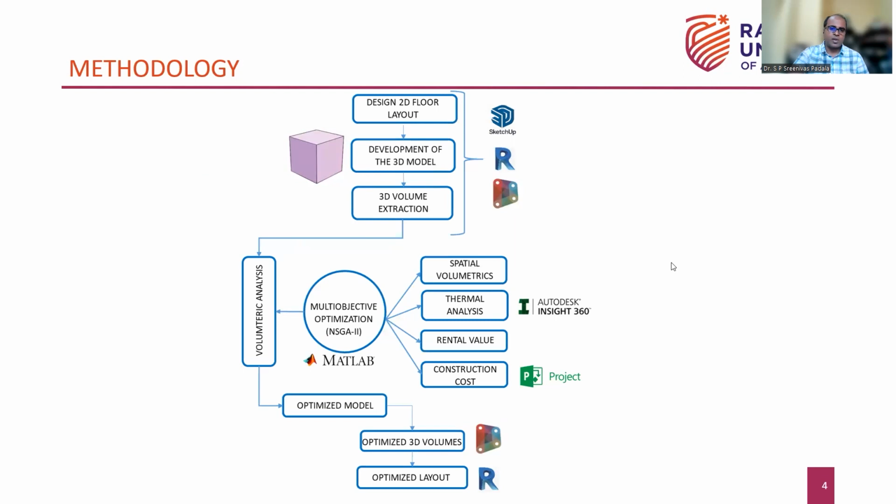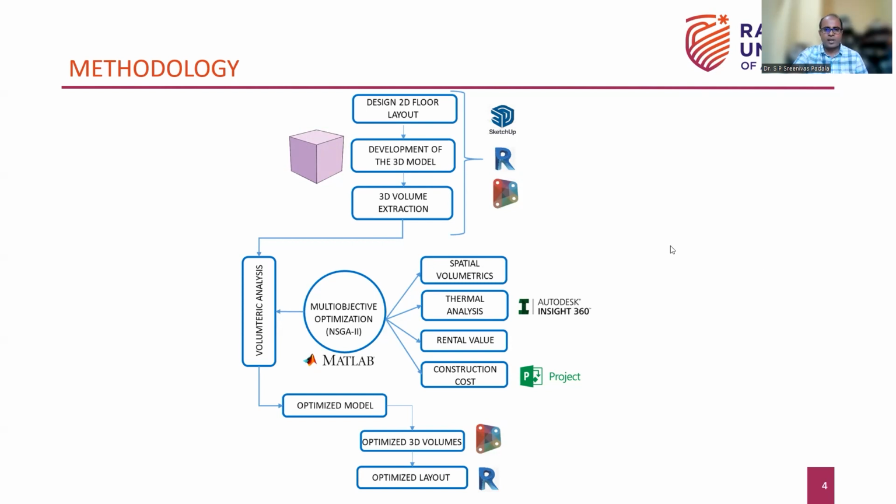This is the overall methodology of this study. Initially, a 2D layout was planned and designed, then a 3D model was developed in Revit. Then, using the Dynamo plugin, we extracted the volumes. Once we got all the volume data from the 3D models, I applied an algorithm called the non-dominated sorting genetic algorithm. It's a multi-objective optimization algorithm, which helps us optimize building volumes with respect to multiple criteria. That's the best part. That's what volumetric analysis is in my study.